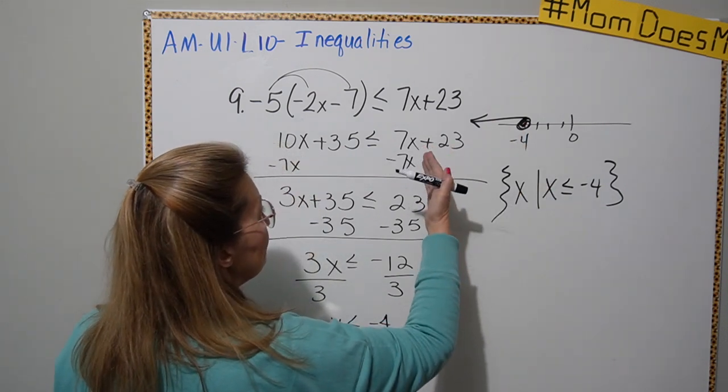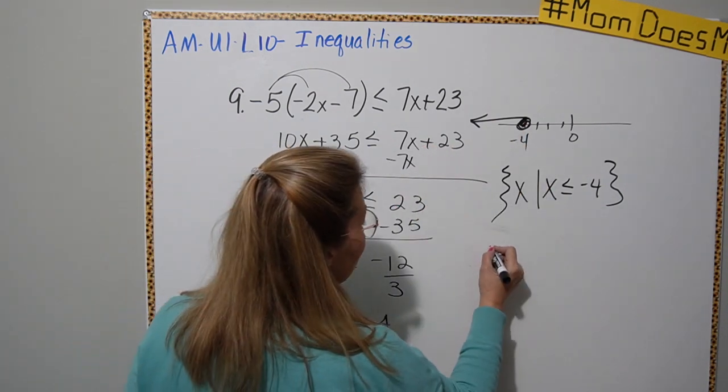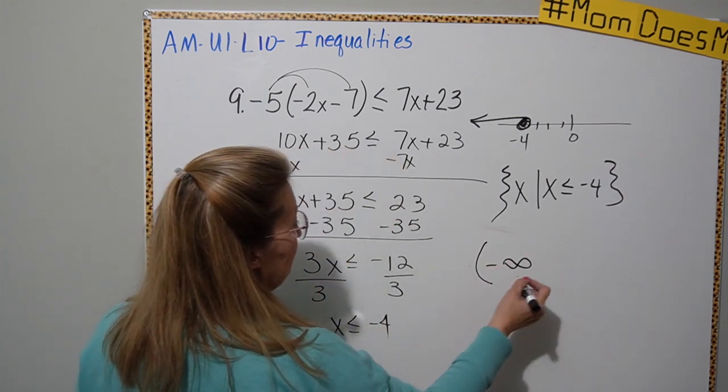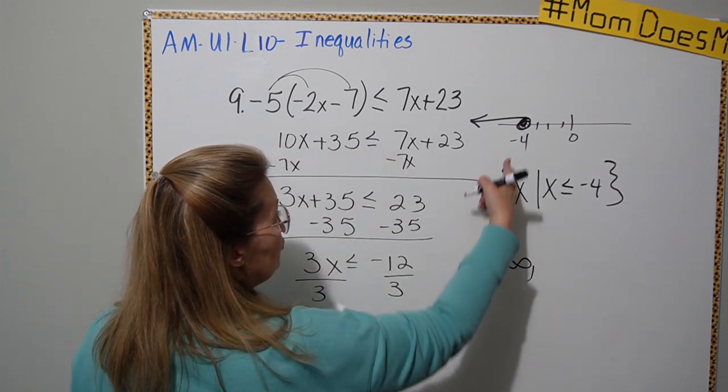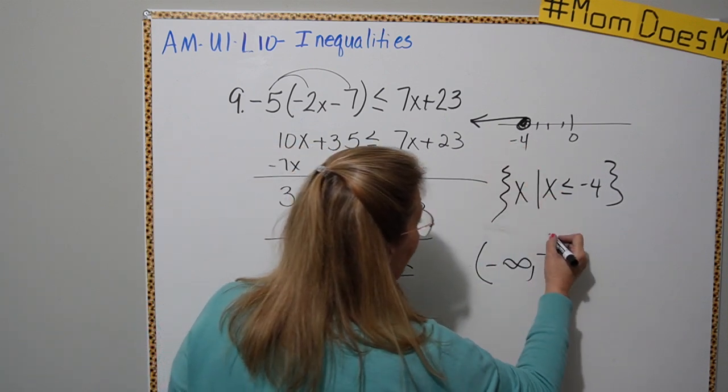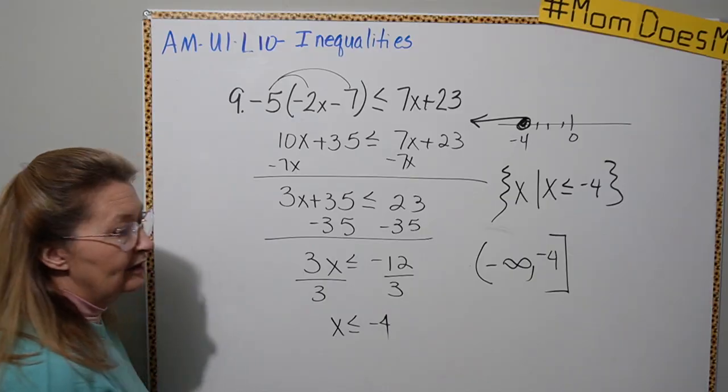What is on the furthest to the left? It goes all the way to -infinity. And when you have infinity, you have a parenthesis. Now, what number is on the furthest right of the graph? -4. And that's a solid dot, so you're going to need a bracket.